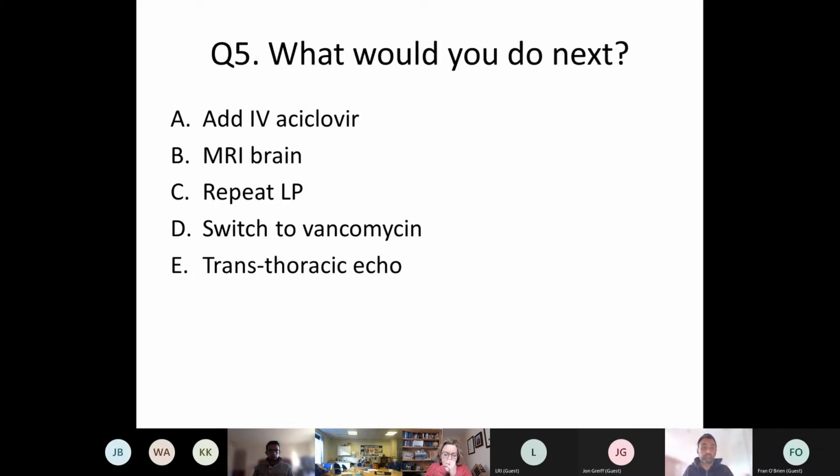So what would you do next? Would you add in IV acyclovir, because you're now worried about HSV infection from the cold sores? Would you do an MRI brain, and why? Would you repeat the lumbar puncture to see if something has gotten worse? Perhaps the infection has gotten worse. Maybe there is some resistance. You switch to another antibiotic like vancomycin, or would you do a transthoracic echo because you heard that murmur? Would you want an MRI brain to exclude cerebral abscess just in view of the lower GCS?